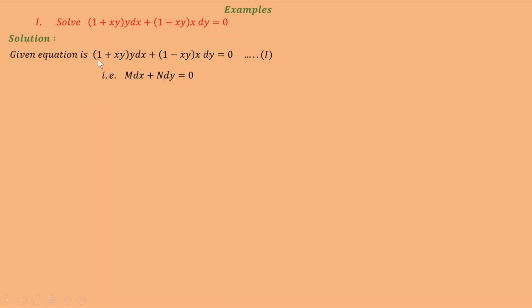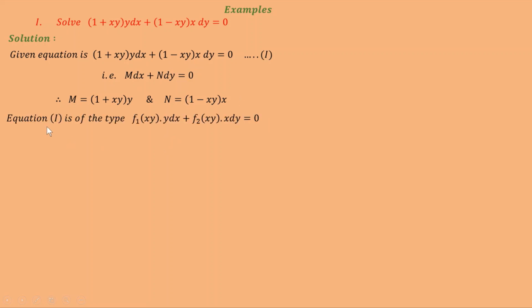This is the equation of the type M dx + N dy = 0, and therefore M = (1 + xy) y, N = (1 − xy) x. The given differential equation is of the type f(xy) y dx + f(xy) x dy = 0, that is f1(xy) y dx + f2(xy) x dy = 0. And therefore the integrating factor of this given differential equation is given by IF = 1 upon Mx − Ny.